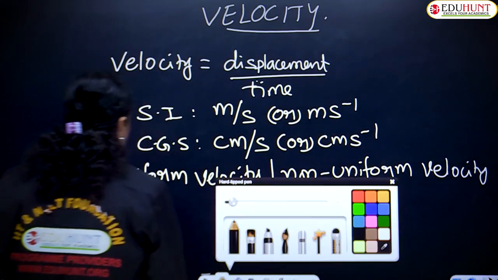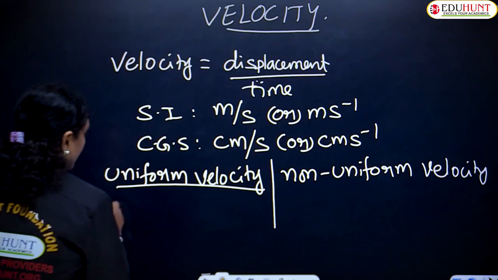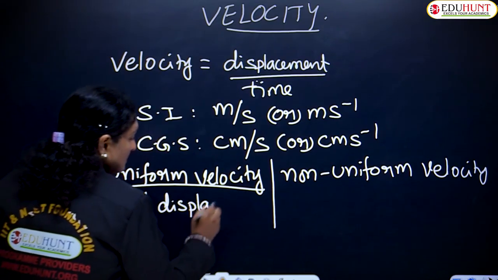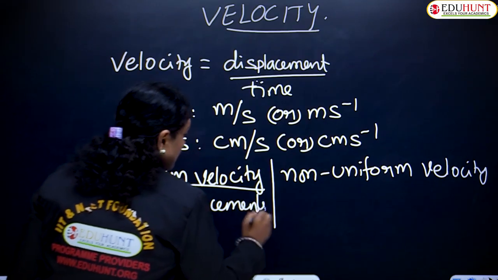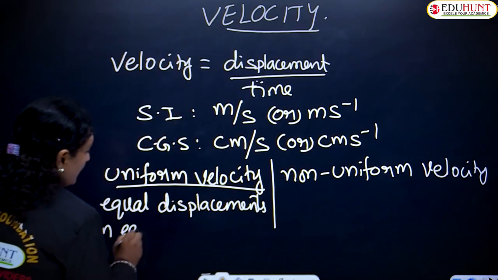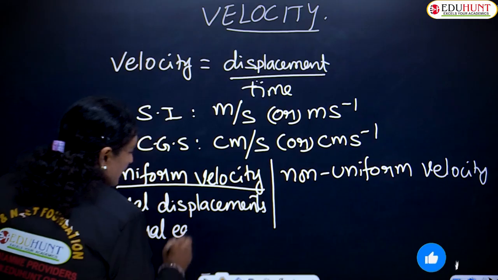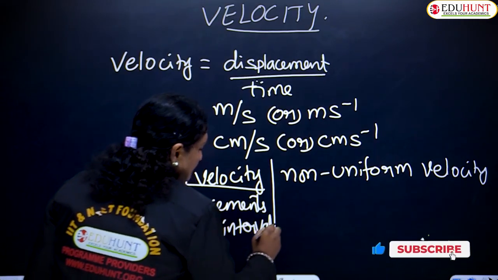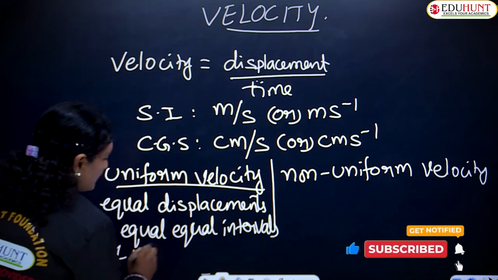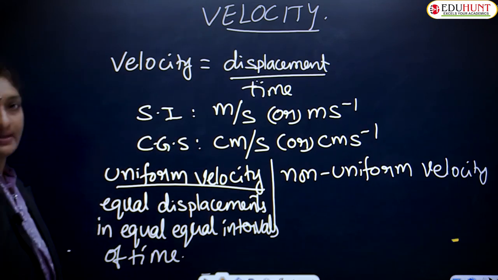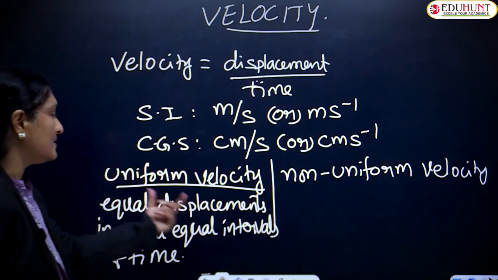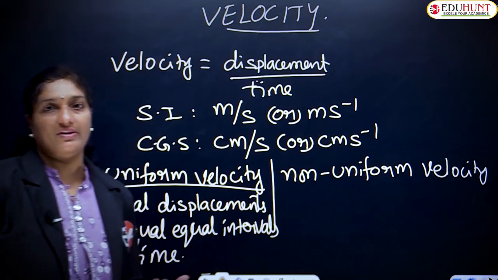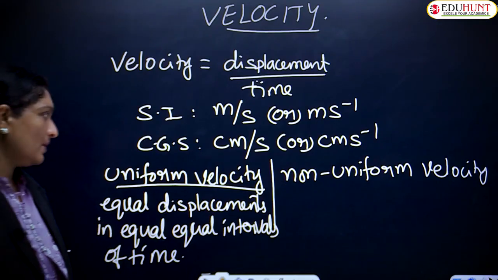So, what is uniform velocity, children? If a body covers equal displacements in equal intervals of time, however small the intervals may be, then we say that the body is moving with uniform velocity.